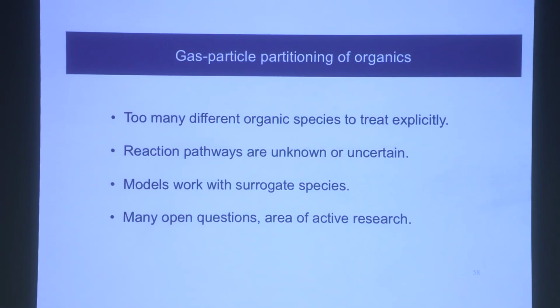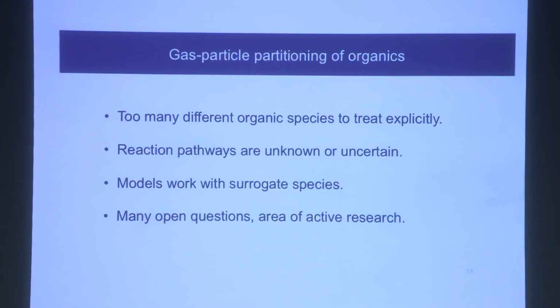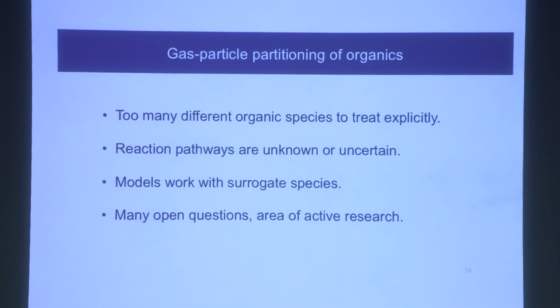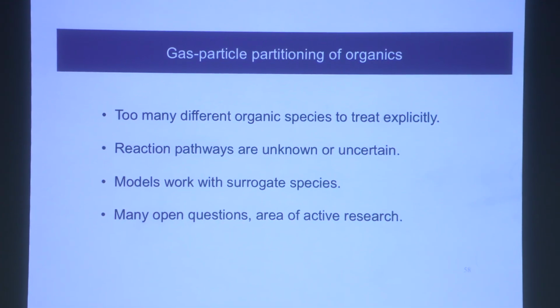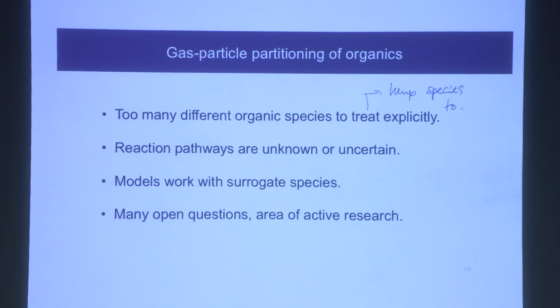And so what happens in our models? There are so many different species that we can't treat them explicitly, right? So often we would lump them. That's what surrogate species means. We lump them together to form a manageable number of surrogate species.